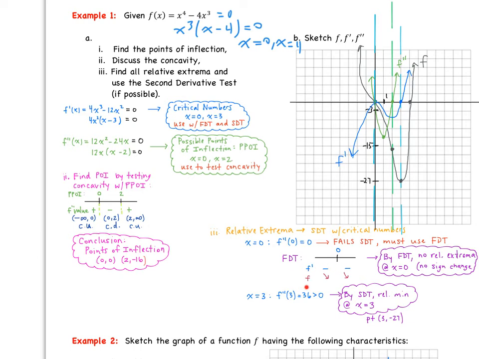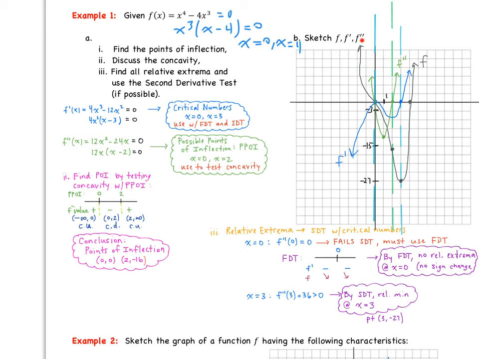We also know from that first derivative test that we tested with our critical point of x equals 0 that f is going to be decreasing from 0 to 2. We also know that we're going to be concave up from negative infinity to 0, concave down from 0 to 2, and concave up from 2 to infinity. So that's going to help me graph.